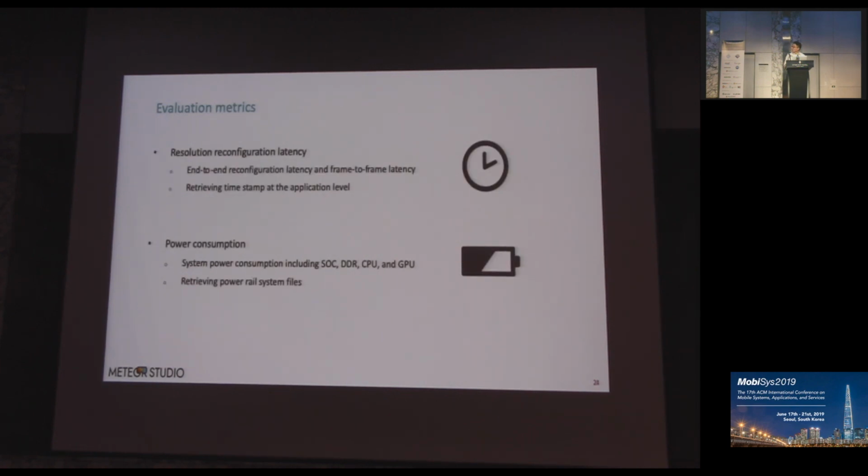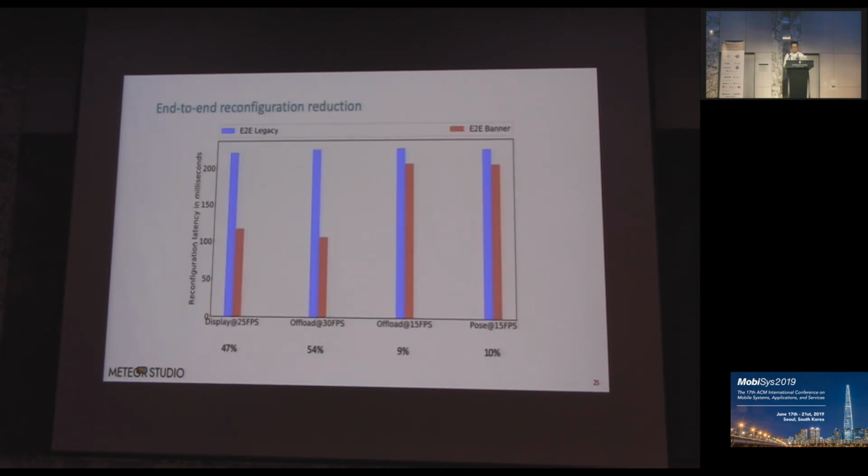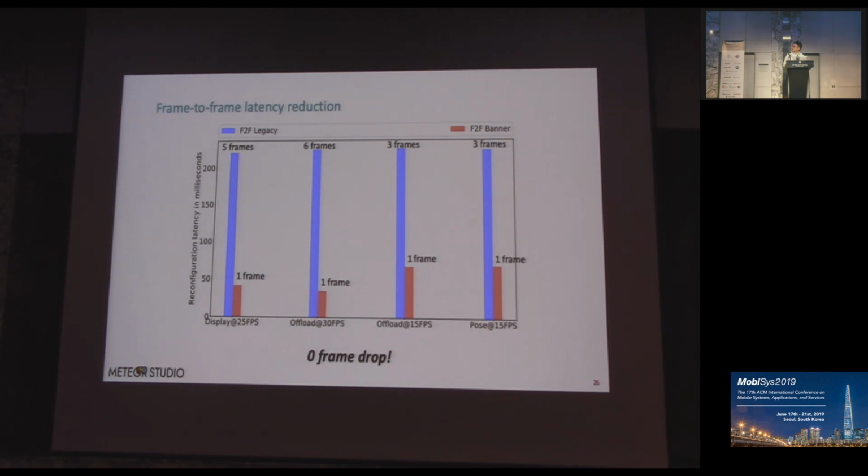We measure the end-to-end reconfiguration latency and the frame-to-frame latency by retrieving the system timestamps at the application level. And we measure the system power consumption for different components on board, including SoC, DDR, CPU, and GPU, by retrieving the sysfs files. The results show that Banner can halve the end-to-end reconfiguration latency in this offloading workload at 30 FPS. And frame-to-frame latency in Banner is equal to the inverse of the processing frame rate. Compared to 5 frame drops, 6 frame drops, and 3 frame drops in each workload, Banner reconfigured the sensor with 0 frame drop.